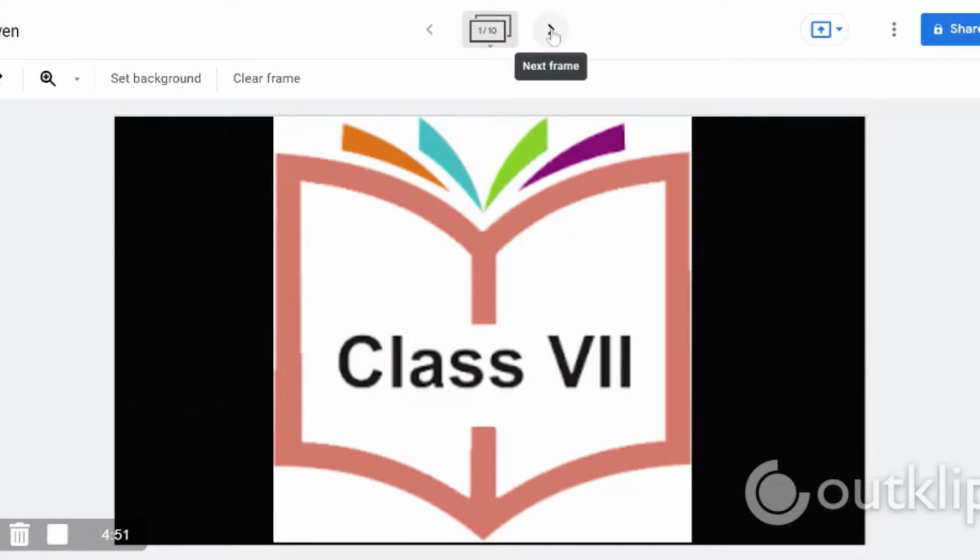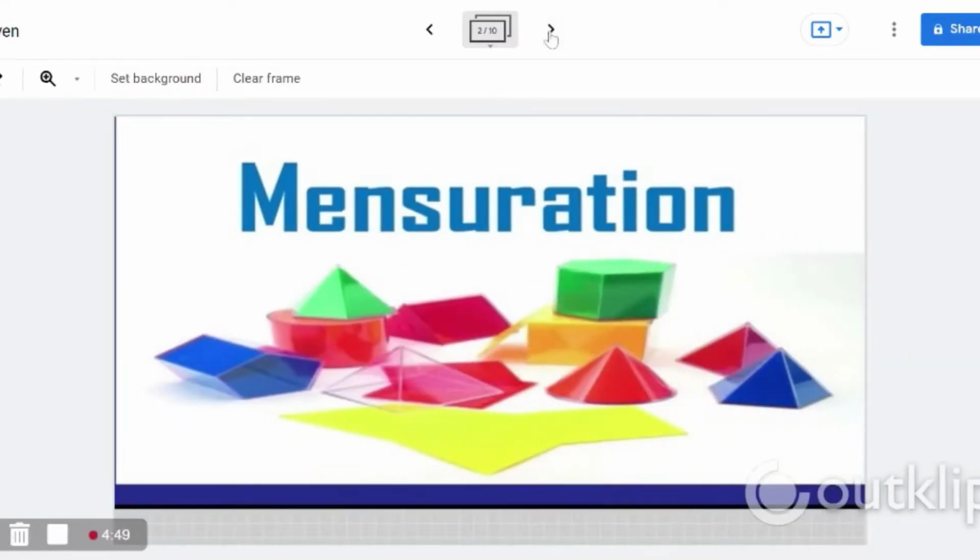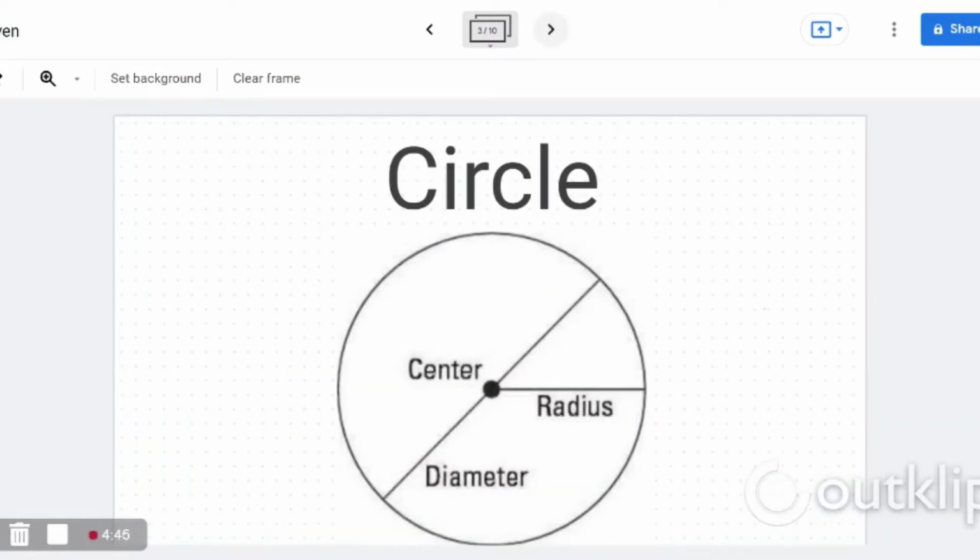However, we had started the mensuration chapter and we had done triangles, rectangles and many figures, and we had just started circles. Now let us have a small recapitulation.